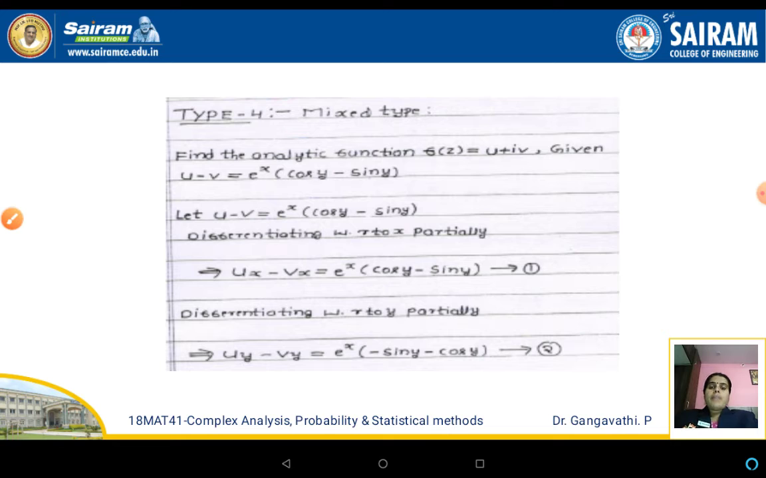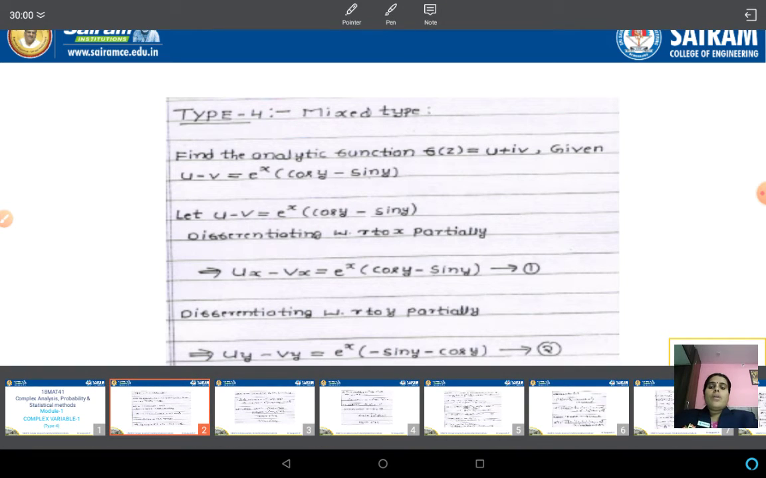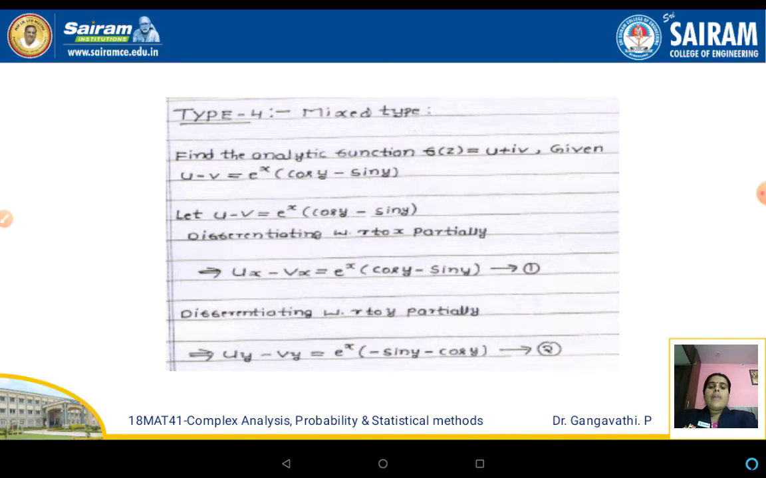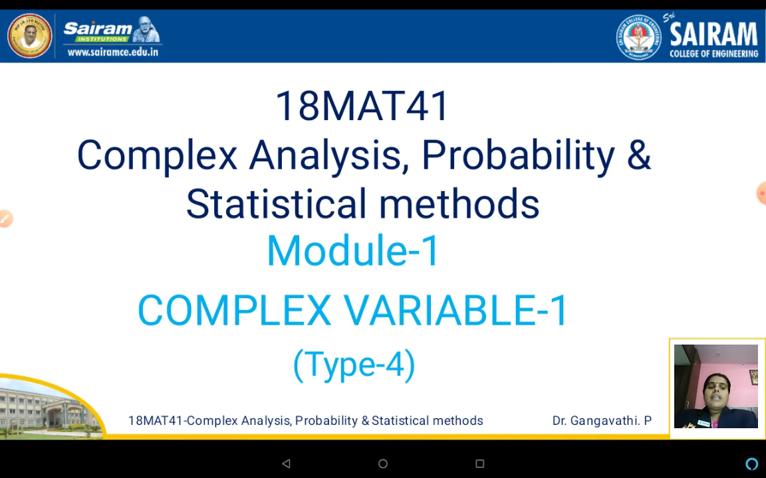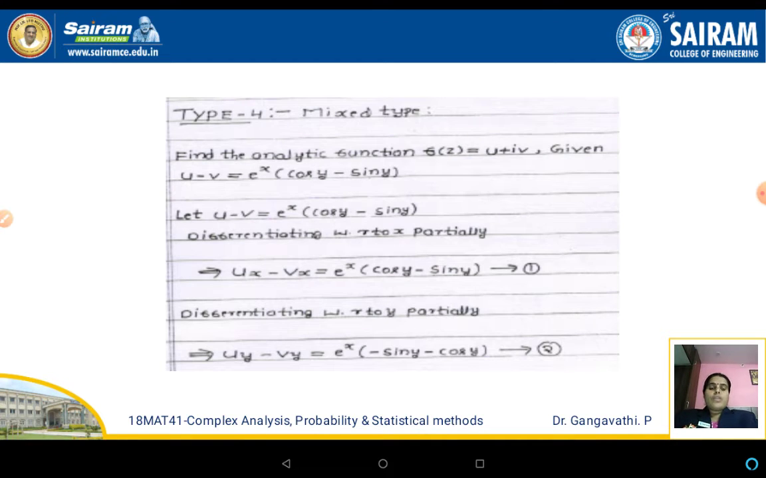Now you can observe ux, vx, and here uy and vy. So there are four unknowns actually. ux is one unknown, vx is another unknown, uy is another unknown, and vy is another unknown. So there are four unknowns together here, and it is difficult to solve two equations with four unknowns. Keeping in mind that two equations with two unknowns are easy for us to solve, we are going to convert equation 1 and equation 2 so that they have only two unknowns.